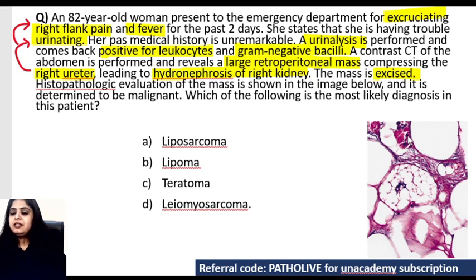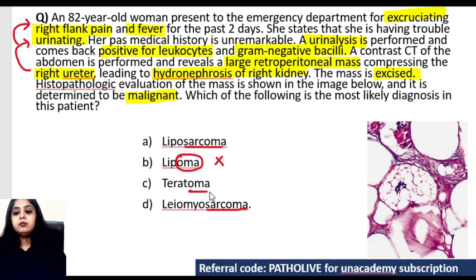So now there's a very nice catch point that they've ended up writing over here: the image shown below is determined to be malignant. So they've directly told me that I'm dealing with a malignant tumor. Firstly, liposarcoma could definitely be one option because sarcoma is malignant. Leiomyosarcoma could be the second option because that is malignant. But lipoma, the 'oma' word tells me it's benign. So this is not the answer.